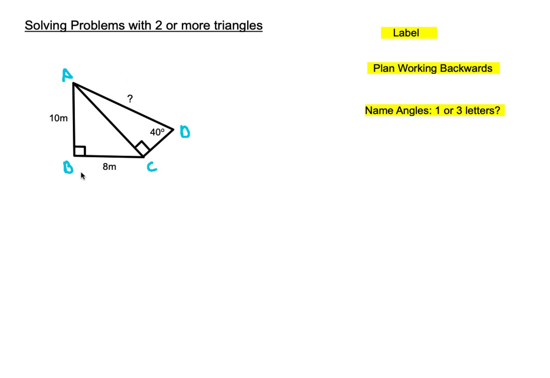Now the next thing is to figure out the angles. Let's look at this. When I say angle B, I'm pretty sure I mean this one. When I say angle A, which one do I mean? Do I mean this one or do I mean this one? Or angle C, is it the 90 degrees or is it the other one? Angle D, pretty sure that's 40.